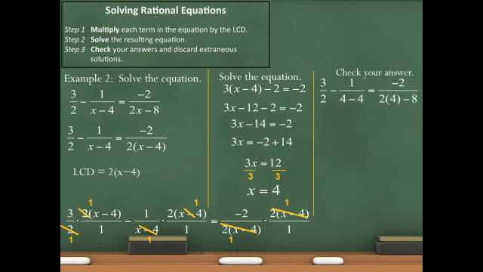Now check the solution. Substitute x equals 4 into the original equation. 3/2 minus 1 over 4 minus 4 equals negative 2 over 2 times 4 minus 8. 4 minus 4 equals 0, and 2 times 4 is 8, and 8 minus 8 equals 0. We end up with at least one 0 in the denominator, which is an undefined fraction. Therefore, the solution 4 cannot be accepted. This equation has no solution.